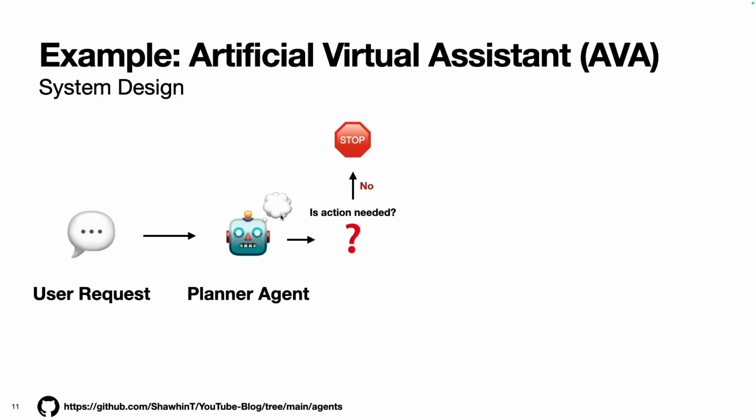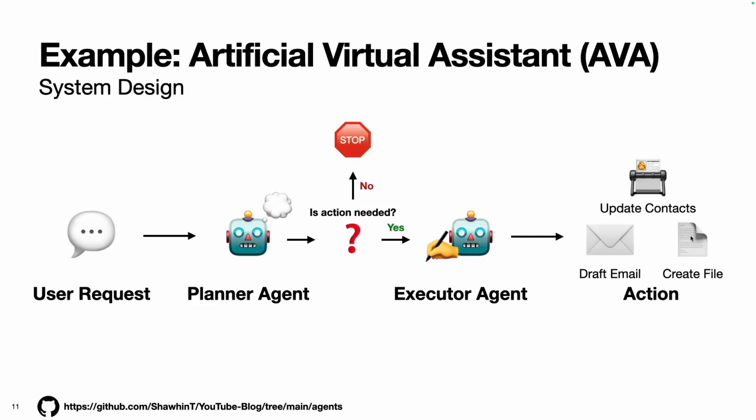However, instead, if I asked Ava to write a 3-way intro email to these 2 specific contacts, then it would determine that an action is needed, and it would pass the information along to an executor agent, which has the ability to perform writing actions. So this could be like drafting an email, creating a new file, or updating someone's contact information. And so this is a very simple workflow and is essentially breaking down the process to perform any administrative task into 2 key components: a planning component, which does read-only actions, and an execution component, which is actually performing actions in the real world.